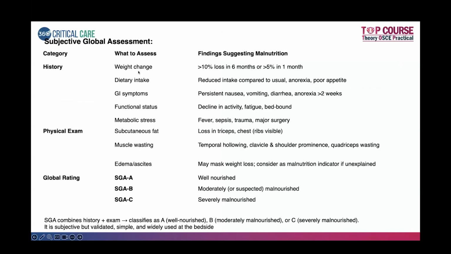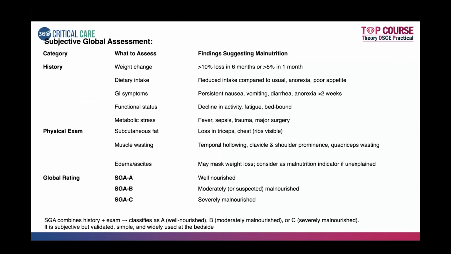Then we have the subjective global assessment. If you see the actual assessment sheet, it is supposed to be for 2 pages. So I have condensed it from an exam perspective. So there are two areas that you need to look into. One is the history and the other one is the physical exam.